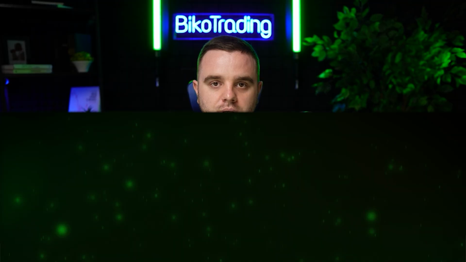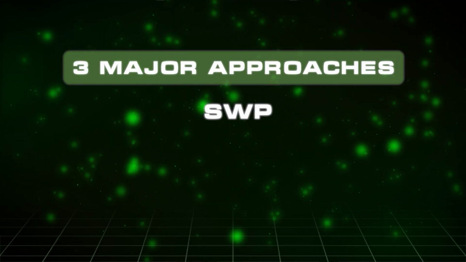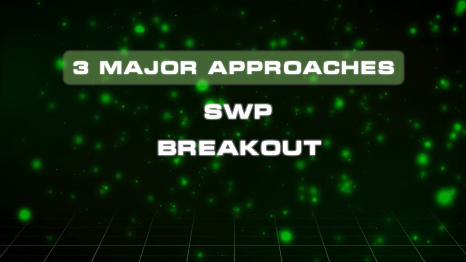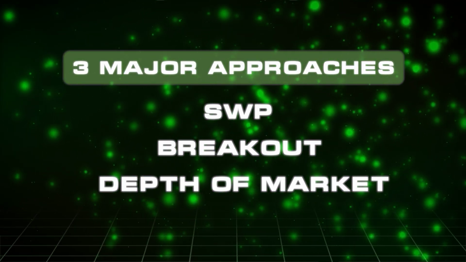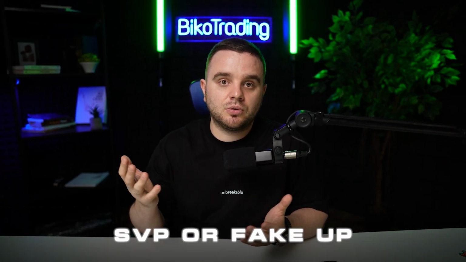We will cover three major approaches. First one, it is SVP or fake out, we also call it. Second, it is breakout. And third, the most important one, it is when you use large orders in a DOM, depth of market. That's why watch till the end, because honestly it's the most interesting one. First one, it is of course SVP or fake out.